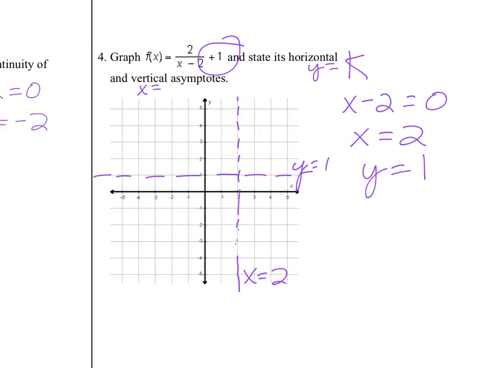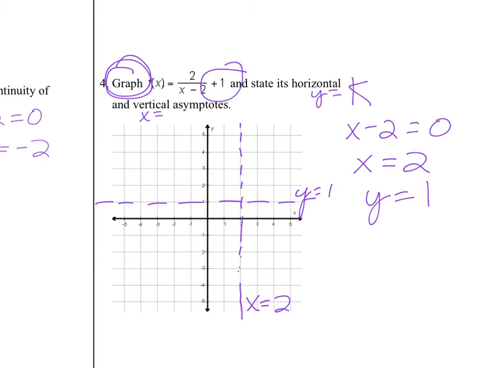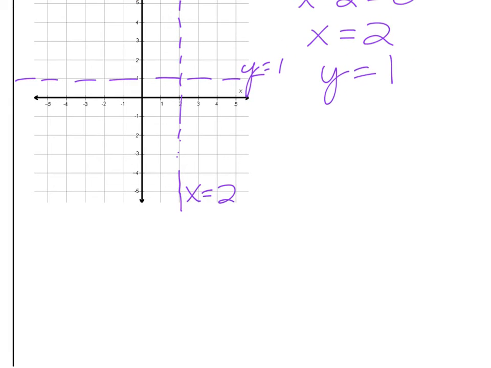Now, to graph this, please make sure you read the entire question. I have to graph it also. I need an x, y chart. I'm going to choose x's on either side of my asymptotes. So that means I'm going to choose 3, 4, 1, and 0. Okay, so 0, 1, 3, and 4.